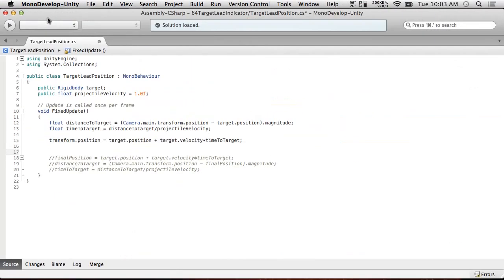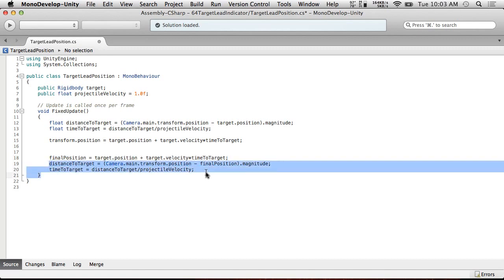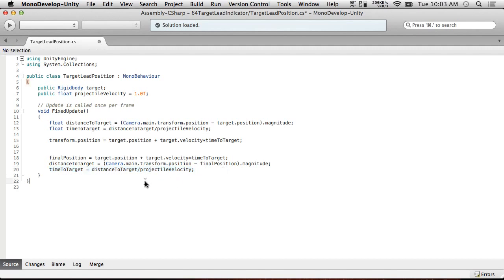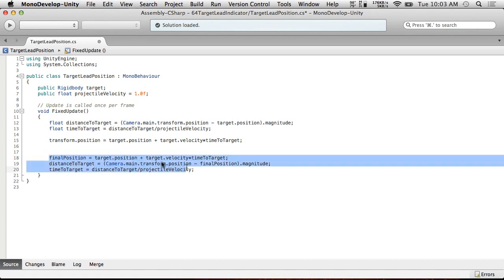the problem with this is we have this circular logic problem. And so I just quickly sketched this out here to show the problem that we have. So we have the final position, which is the target position plus the target velocity times time to target. We have the distance to the target, which is our position minus the final position dot magnitude. And the time to target is equal to the distance to target divided by the projectile velocity. This is all fine, except for there's one problem. Time to target is used in this equation.